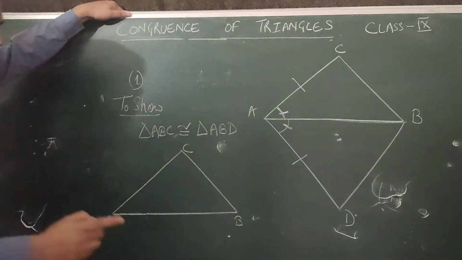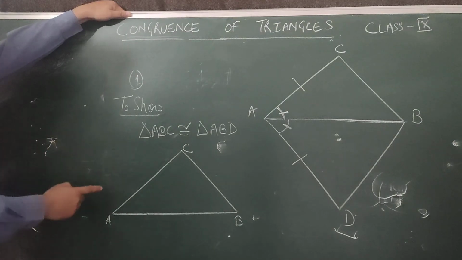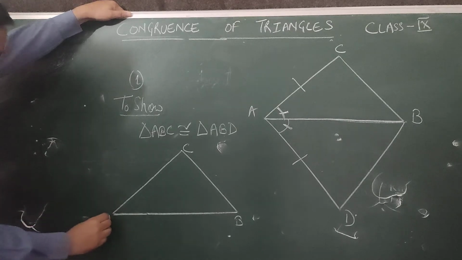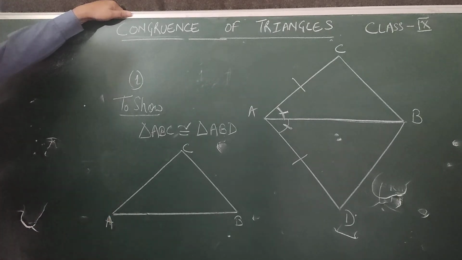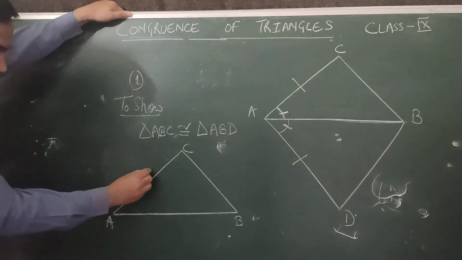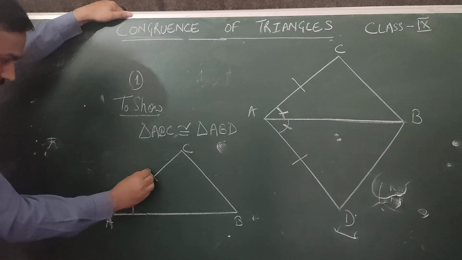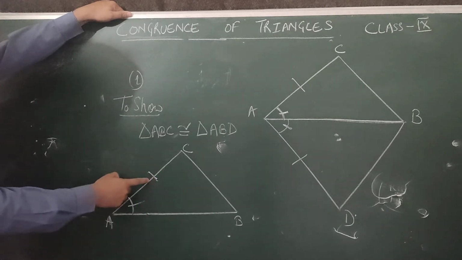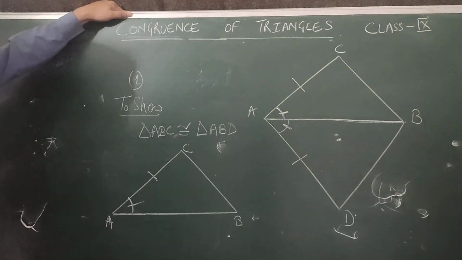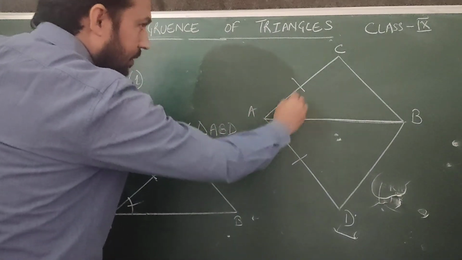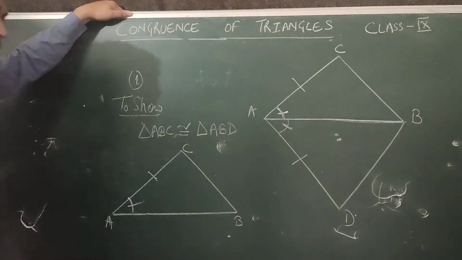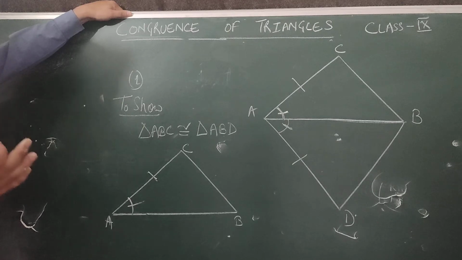ABC. So all the students in class 9 should have the concept of congruence of triangles, because when they go to class 10, they'll be having similarity of triangles. So congruence of triangles is very important. So take out the figure from the main figure as it is, then write down what information is given, because this length AC is equal to this length AD, the question is saying, and this angle CAB is equal to angle DAB, because the question is saying AB bisects angle A.